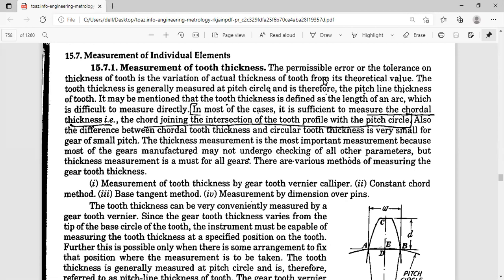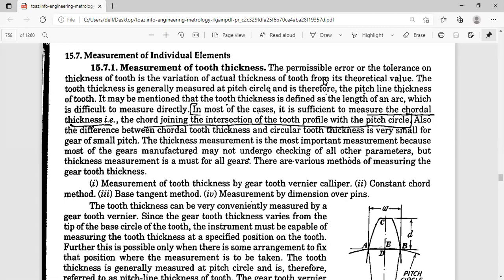Here we use the base tangent micrometer, or the micrometer with two discs at the fixed anvil and the movable anvil, and the measurement by dimension over pins. Out of these, the first three are very important, and in the examination you may be asked specifically, or you have to mention all four or any two of them, depending upon the marks allotted for that question. Okay, so I think it is now clear.